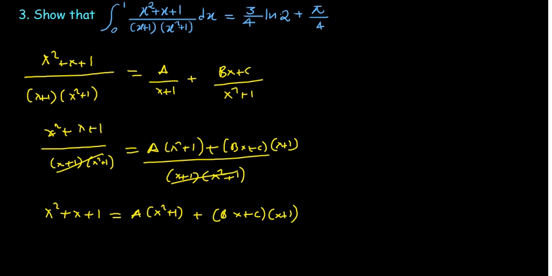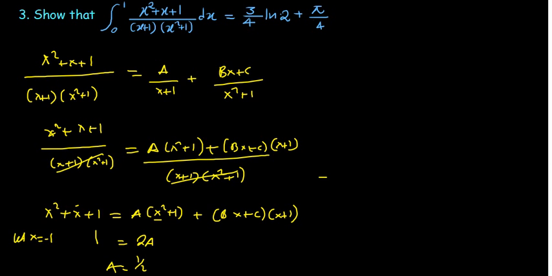Now at this point, I'll say let x be equal to negative 1, and I've chosen negative 1 because if I put negative 1 here, the whole of this term is going to become a 0. Negative 1 squared will simply be a 1. Negative 1 squared plus negative 1 plus 1 gives a 1 on the left, and on the right it will be A times 1 plus 1, that is a 2. That will be 2A, meaning that A is equal to 1/2.